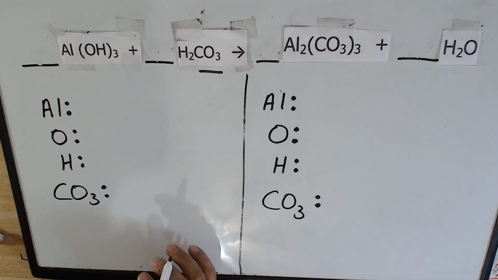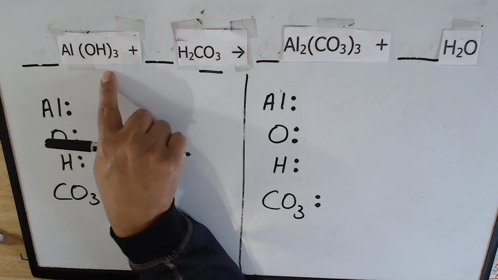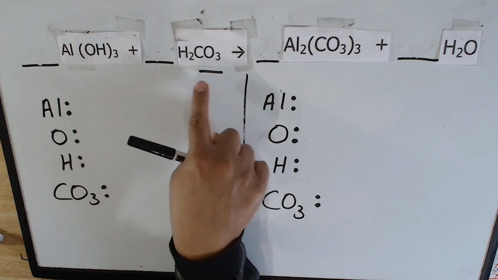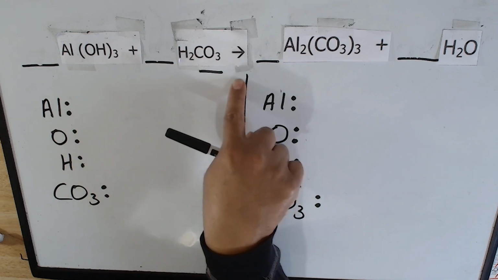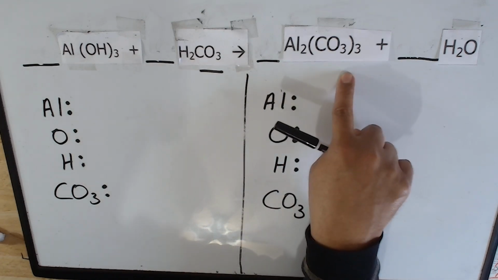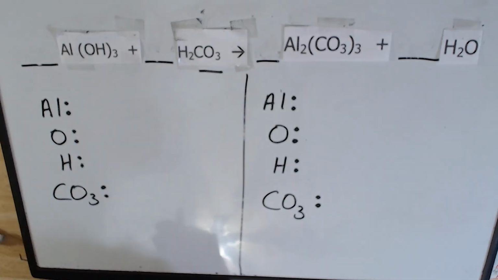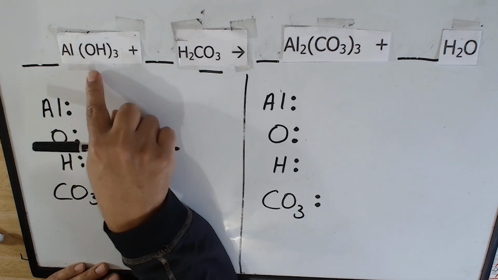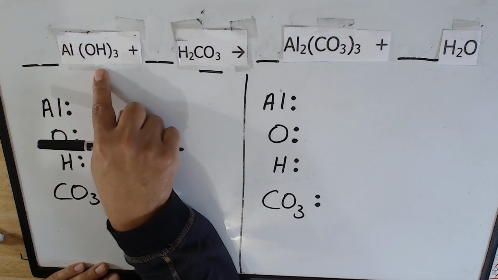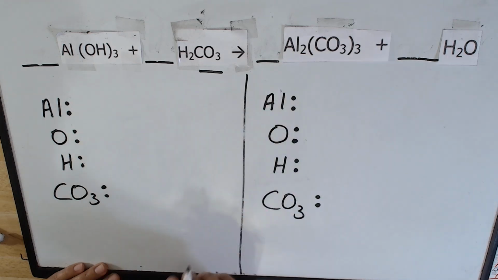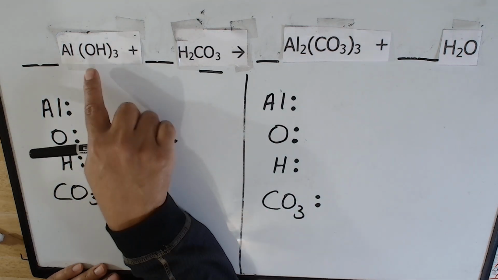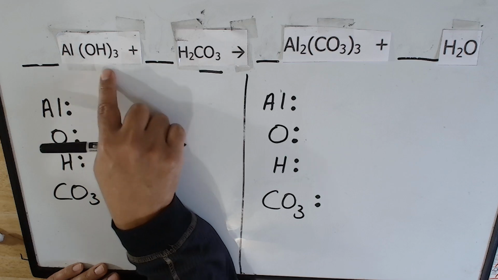So in this chemical equation, we have aluminum hydroxide reacting with carbonic acid and producing aluminum carbonate along with water. One of the polyatomic ions that we have is hydroxide. It only appears in the reactant side. It does not appear in the product side. So with that being said, I'm going to break it down into oxygen and hydrogen.